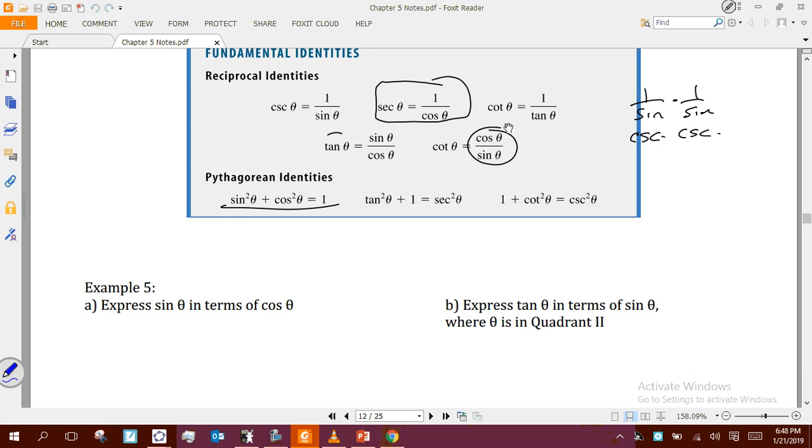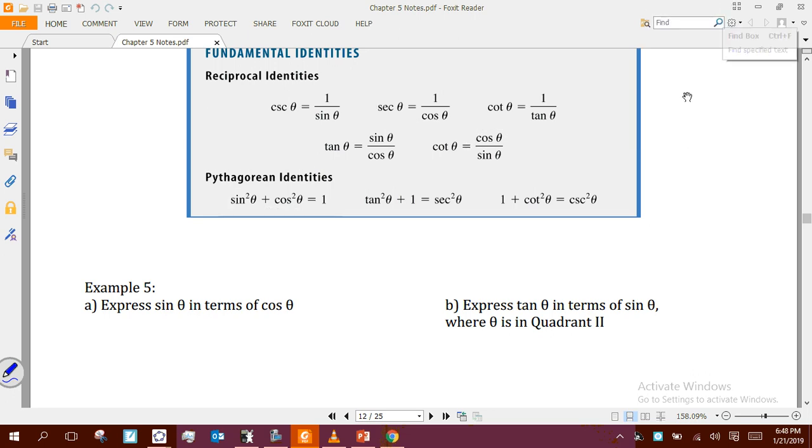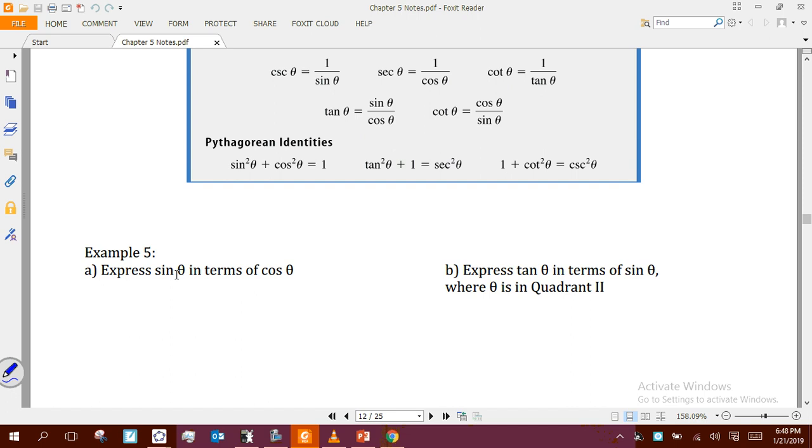All right, so the question is, can we use these identities to answer questions like this? Express sine theta in terms of cosine. When I say in terms of cosine, it means that cosine is the only thing that is going to be left in my answer. So sine of theta in terms of cosine. How can we do that? Well, we want to come up with an identity out of this stuff up here that involves only sine and cosine. So we've got that one. So I'm going to go sine squared theta plus cosine squared theta is equal to 1.